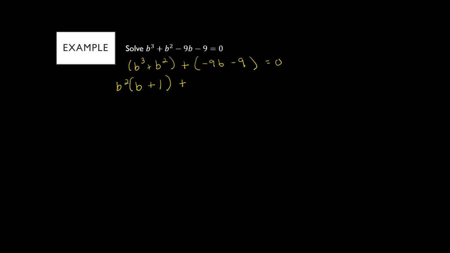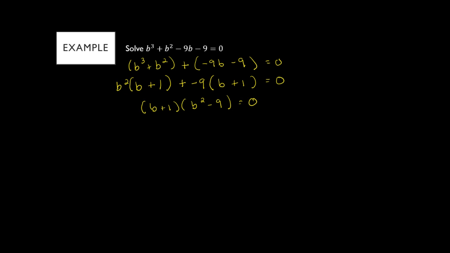And then the second set of parentheses, we have a negative 9 I can factor out. And you always factor out a negative if the first thing in parentheses is negative. So that's going to leave me with b plus 1. And then I have this equals 0. So now both sets of parentheses match. So one of my factors is b plus 1. The other one is b squared minus 9. And then equals 0.